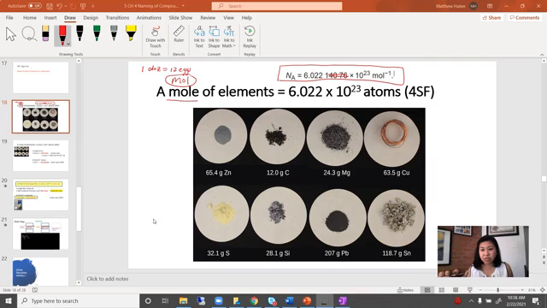All of these samples contain the same number of particles. It contains 6.022 times 10 to the 23 individual atoms. But if you look at the weight, it is different. Okay, the masses of these elements are different. And if you compare all of these 8 elements, your lead has the biggest weight. A mole of lead sample will contain 207 grams. The reason behind it is because lead is one of the heaviest elements in the periodic table.